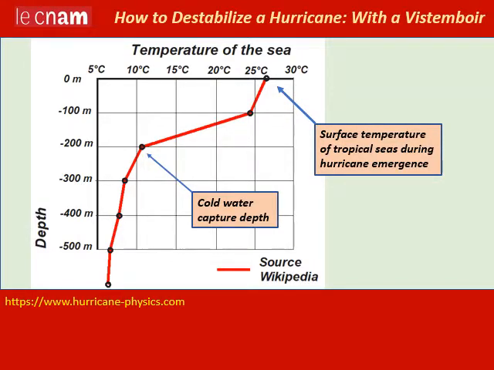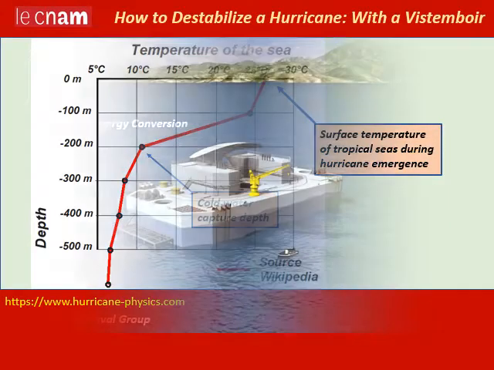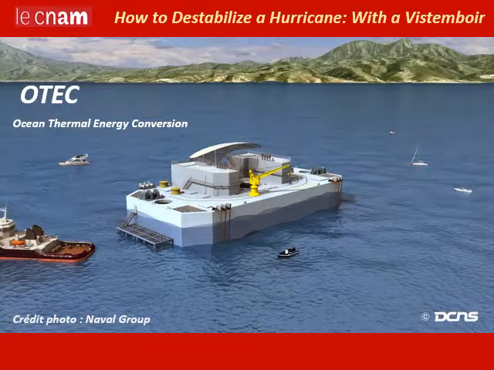Mechanical energy is required to bring cold seawater to the surface. On this slide, we see that it would be better to pump water to a depth of 200 meters, where the temperature is 15 degrees lower than at the surface. Moreover, this temperature difference, depending on the depth of the tropical seas, is a potential source of mechanical energy, according to the laws of thermodynamics.